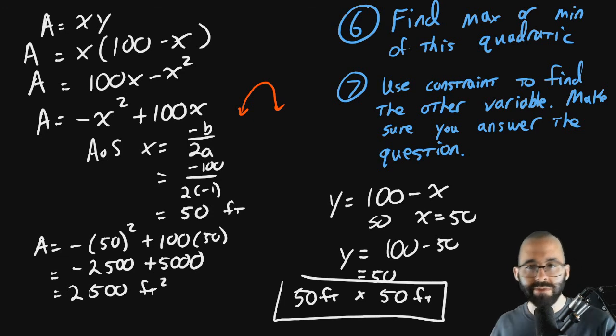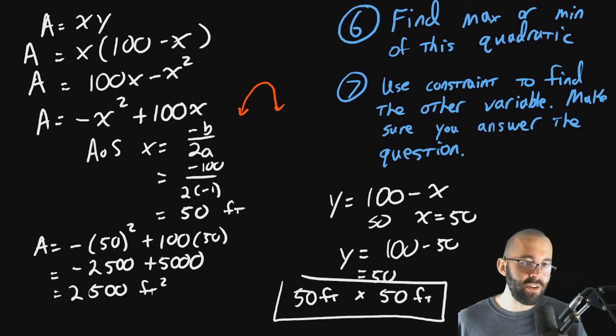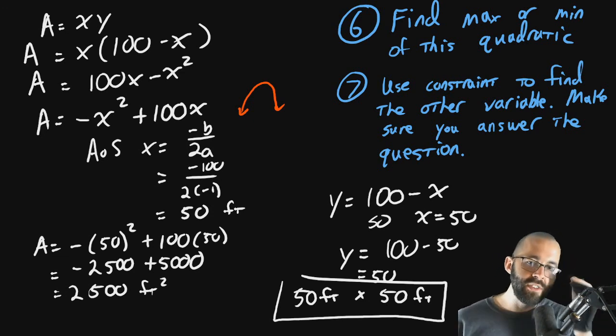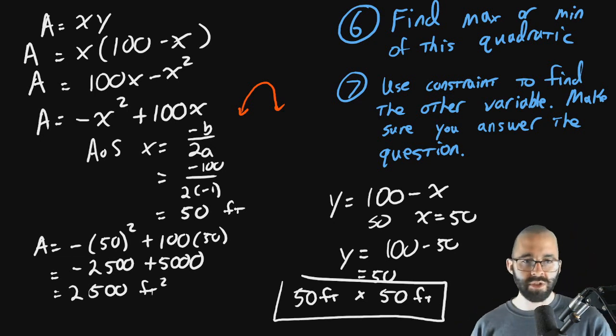And if you know much about areas in general, yes, the maximum area is when it's a square. And this is a square that has a perimeter of 200 feet. So we're going to be using this process to solve application questions. All right, let's look at one more.